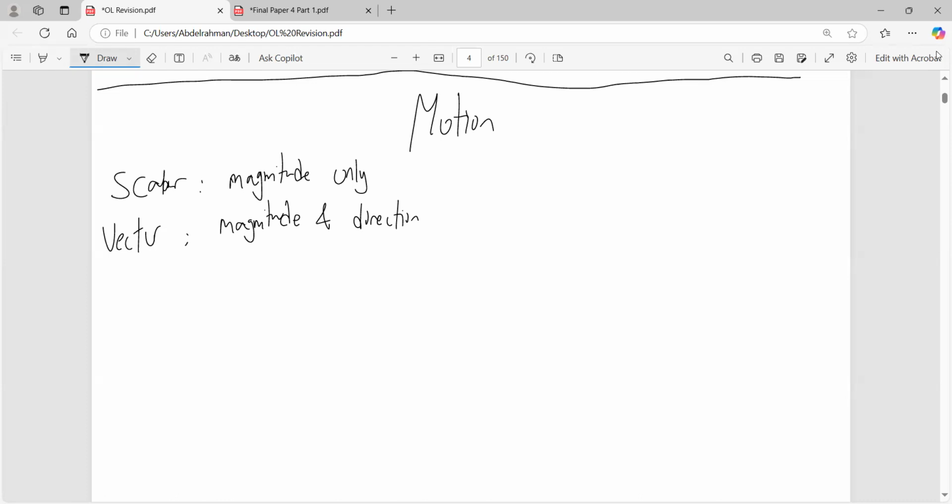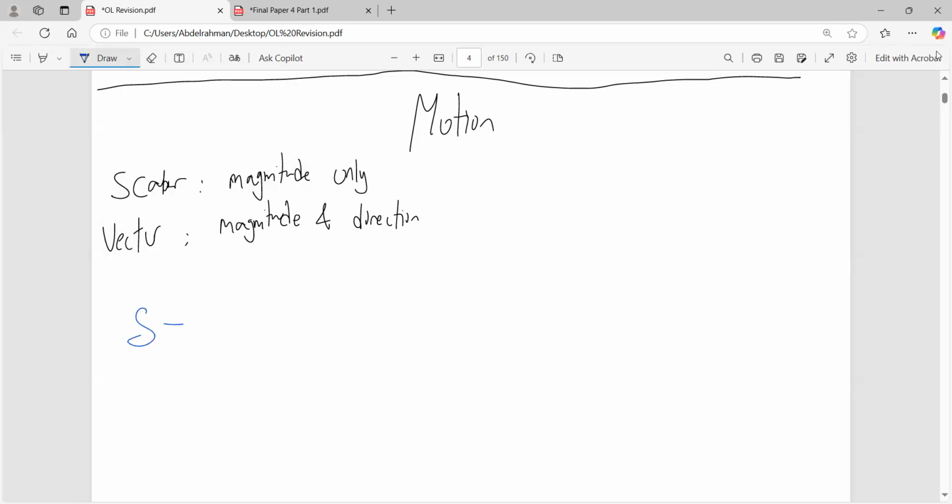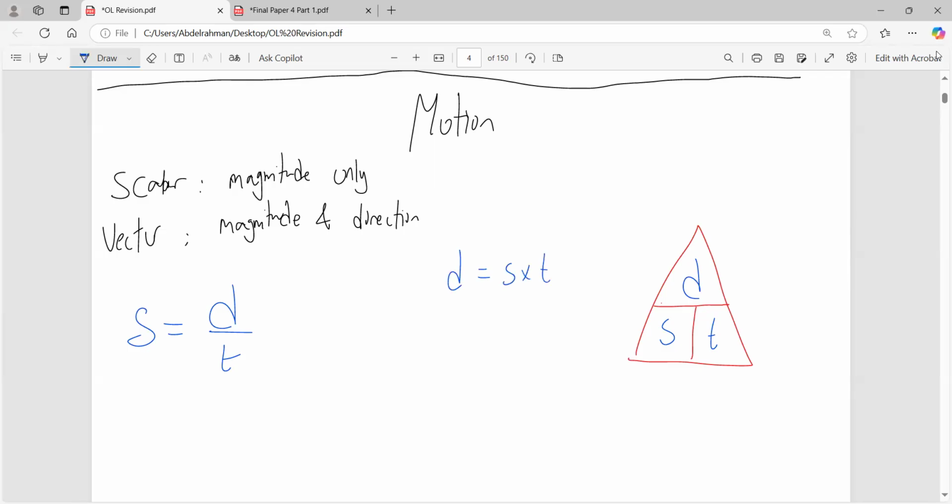Speed equals what? Quickly. Speed equals distance over time. It is a scalar quantity. We can draw another very simple triangle: speed, distance, and time. Of course, distance is speed times time, and time is distance over speed. Right? Distance over speed. Usually the distance is in meters and the time is in seconds.